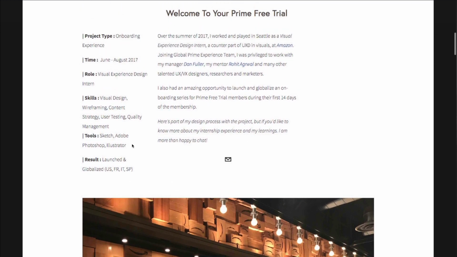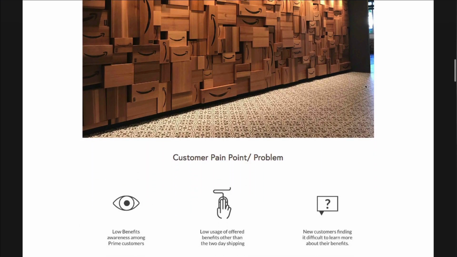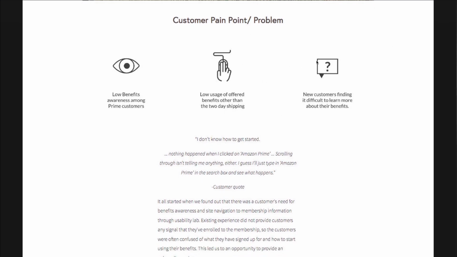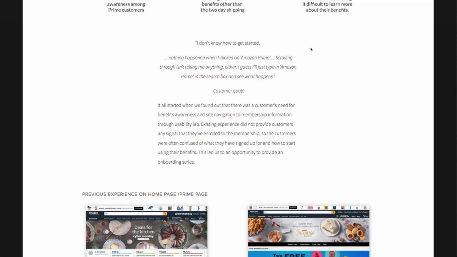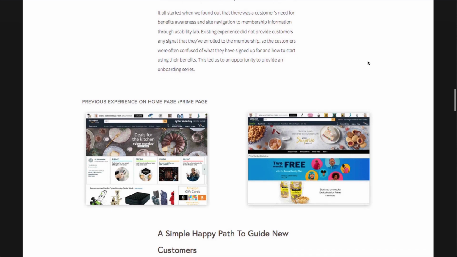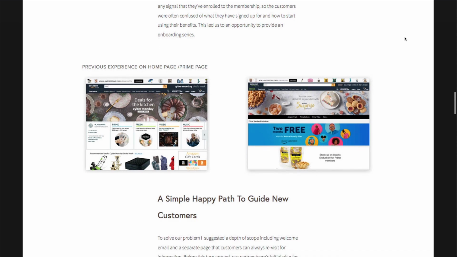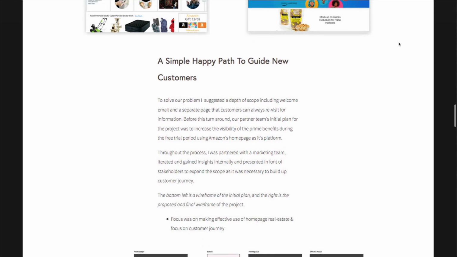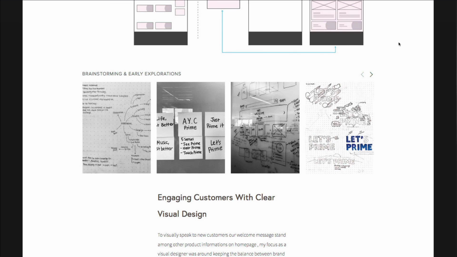So giving a little bit of basic information here in the background. Then we have an image here of Amazon and the customer pain point and problem. So again, you get it. Again, the initial pain point and the problem that they were looking to solve. Customer quotes, cool. So this is really in depth, and something which is really resonating with the marketplace. Previous experience, and then the second one. So yeah, pretty cool.